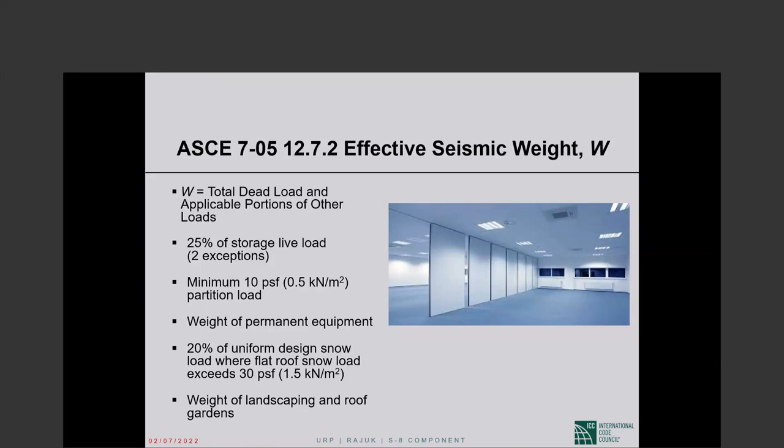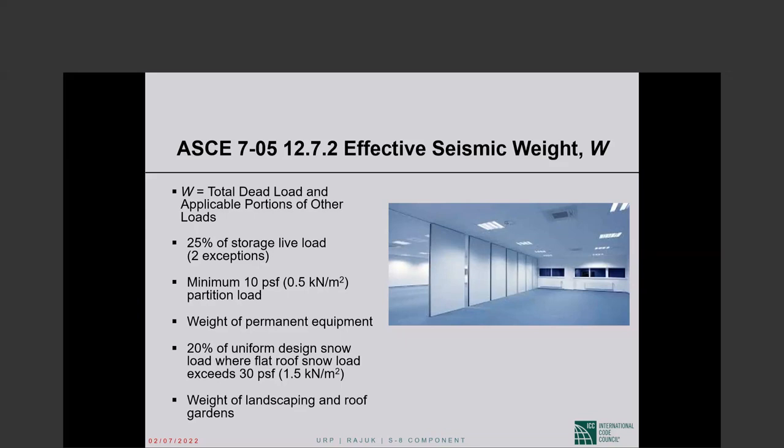So the ASCE 7-05 definition of effective seismic weight, as I'm calling it: total dead load, of course, and applicable portions of other loads. Applicable portions of other loads are 25% of storage live load. There are two exceptions to that. So if it is a storage facility, we will include 25% of the live load in seismic weight. Minimum 10 pounds per square foot partition load.